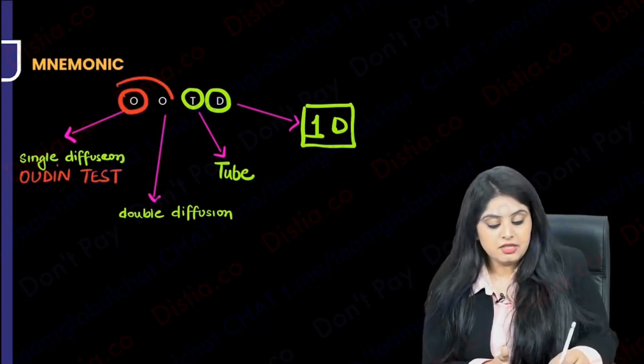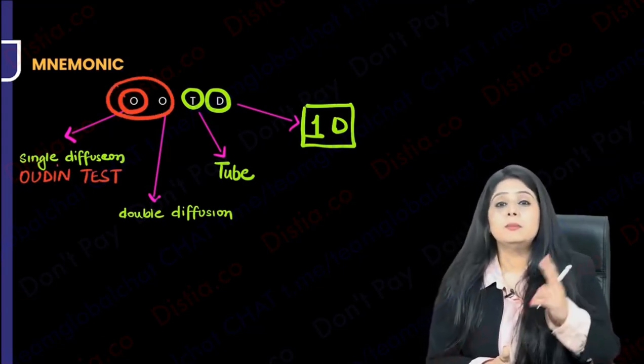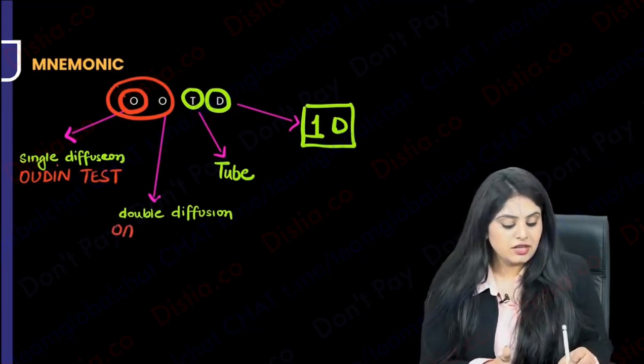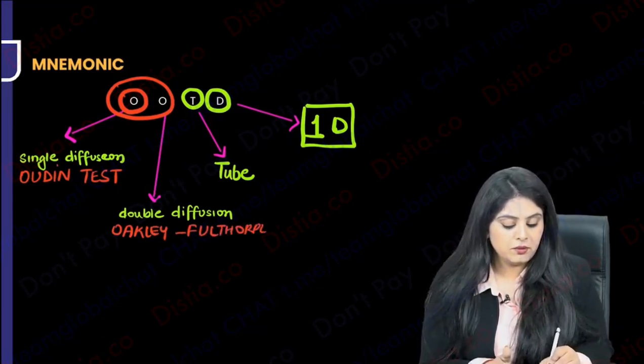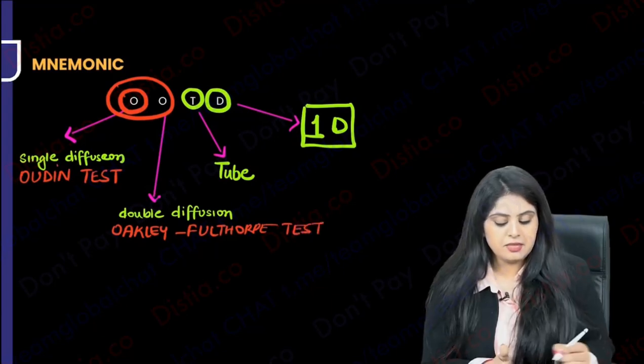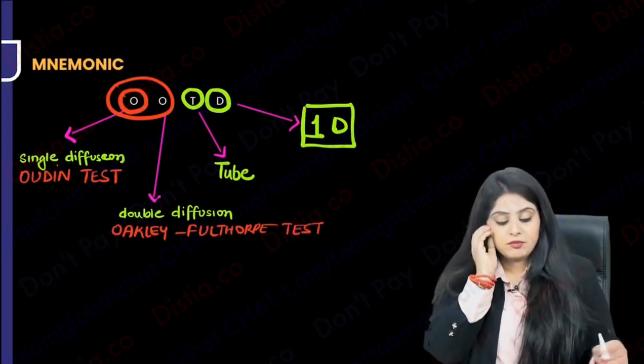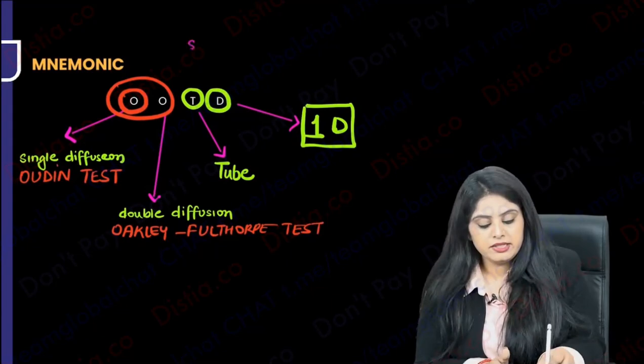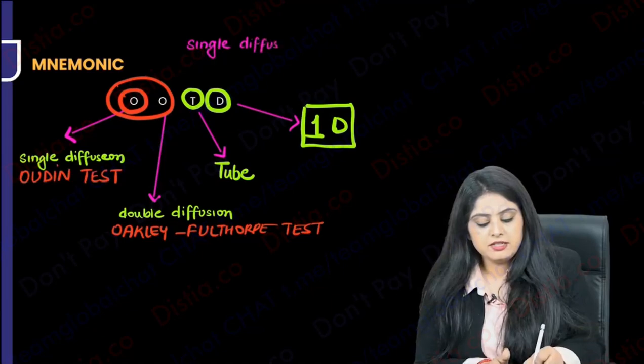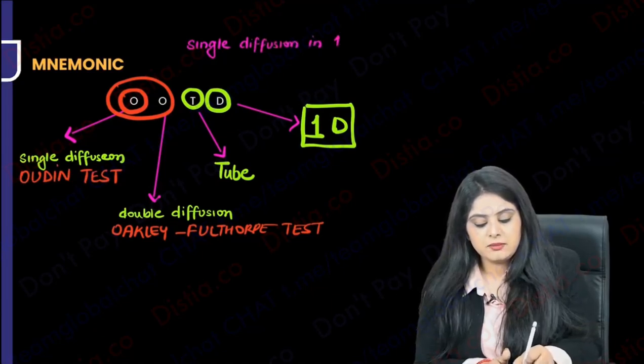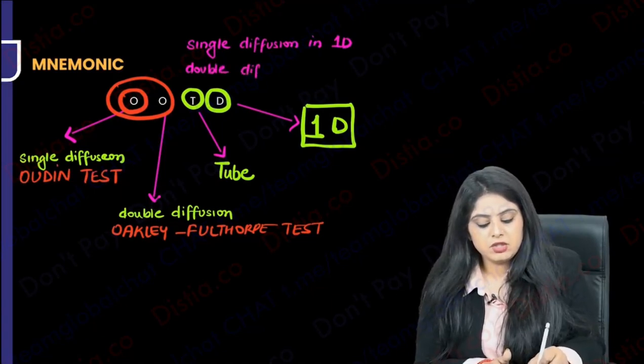But when it is double diffusion, that is known as the Oakley-Fulthorpe test. I'll repeat it. Now if I write this in the form of a sentence, in the exam they will say, can you tell the meaning of what is single diffusion in one dimension and what is double diffusion in one dimension known as?